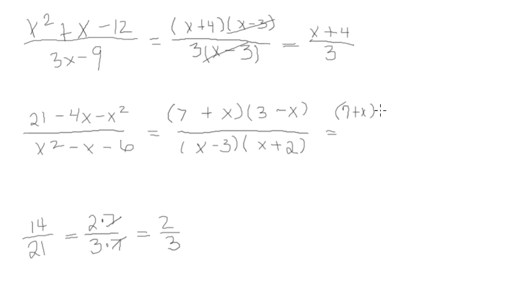So I have the x plus 7 times a factor of -1 times factoring the -1 out of the second set of parentheses changes both signs, so I have -3 plus x. In the denominator, I have my same two factors, so x minus 3 and x plus 2. My x minus 3 is the same as -3 plus x, so these factors cancel, and I'm left with negative parenthesis 7 plus x divided by x plus 2.